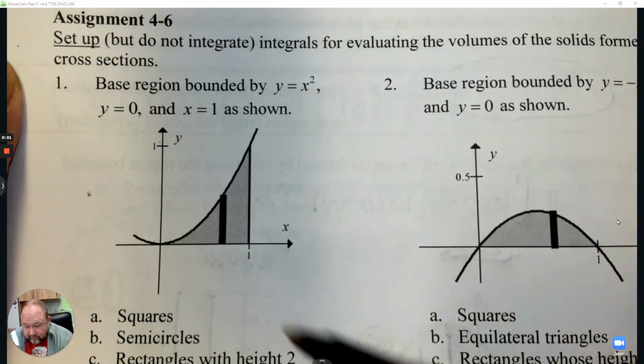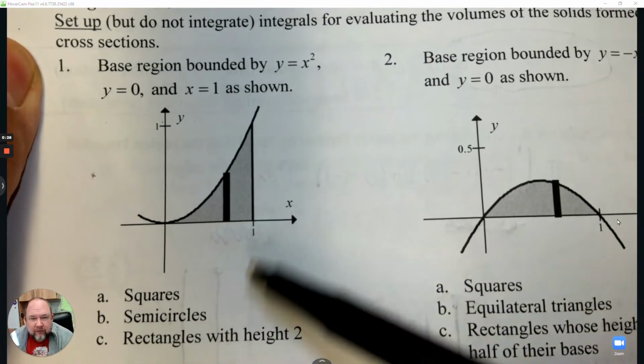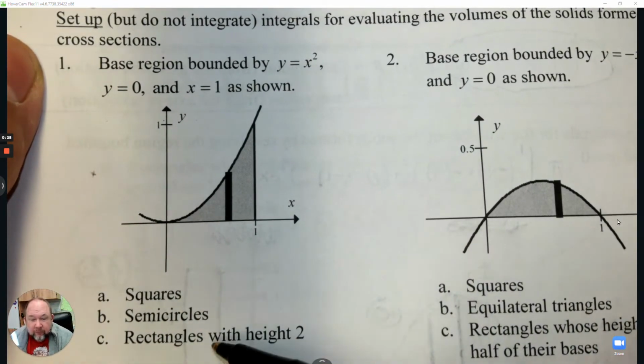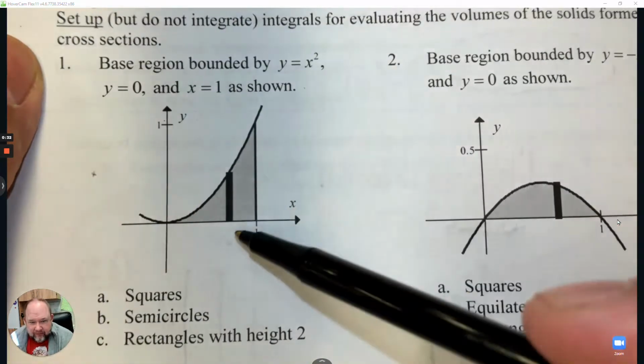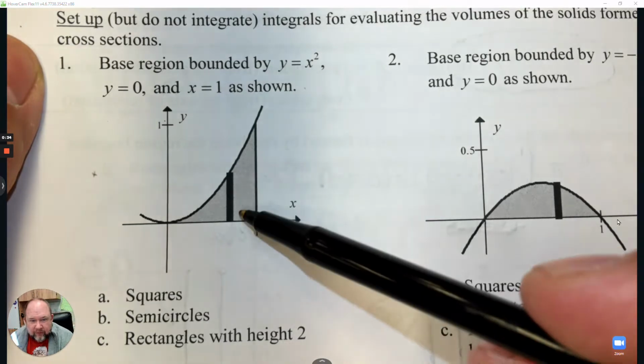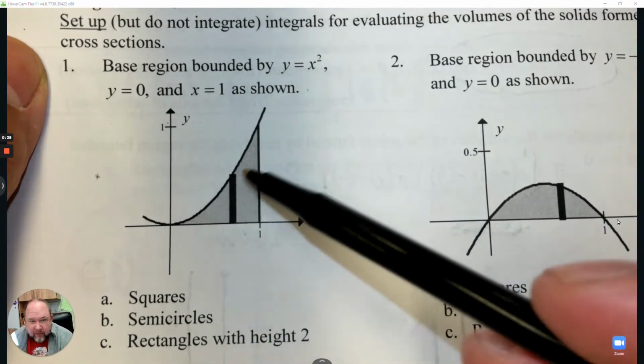So, this lesson had to do with volume. And there's different ways you can do volume. So squares, semicircles, rectangles. You could also revolve and make circles. So the base is this region. And if you had squares sticking out, where this is the base of the square, and there's an infinite number of them, what would the volume be?